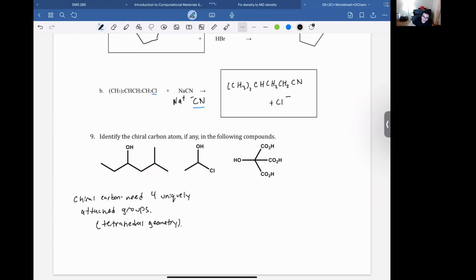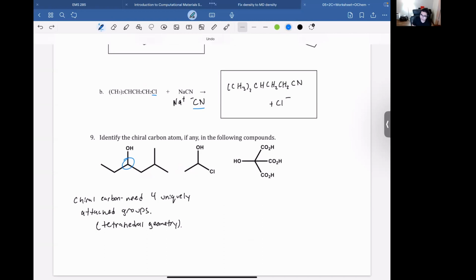However, this carbon right in the middle is chiral. There are 4 unique groups here, right? There is an OH, there's an ethyl on the left, there is this t-butyl on the right, and then there's a hydrogen. That is 4 groups. Going on to number 2, this carbon down here is not unique. It has 3 hydrogens. The carbon in the middle has 4 unique groups. There's a hydrogen, there's an OH, there's a Cl, there's a methyl. Those are obviously different.